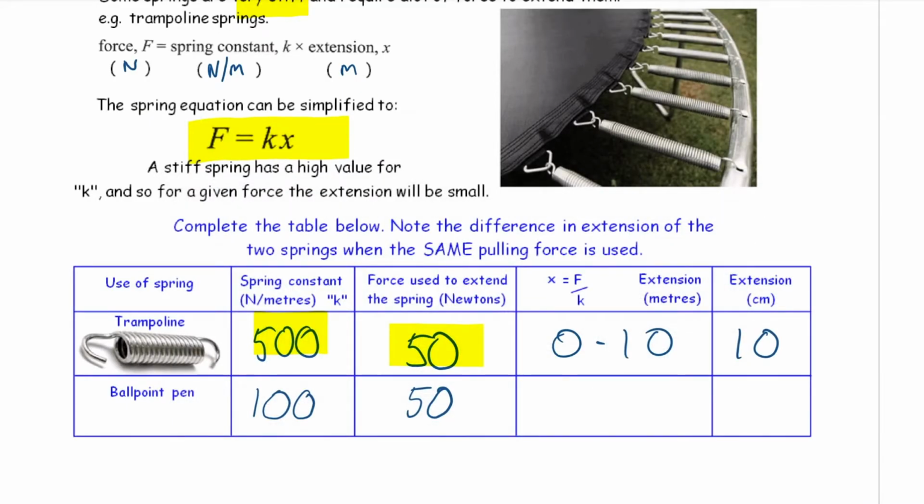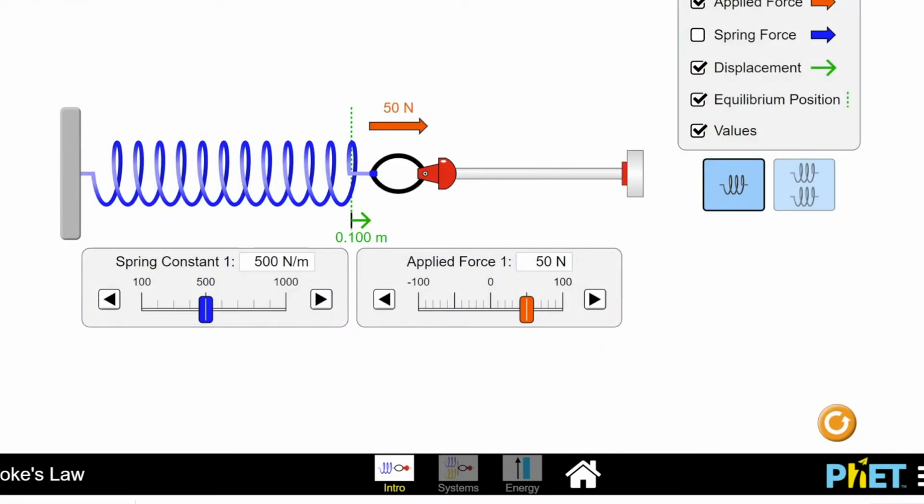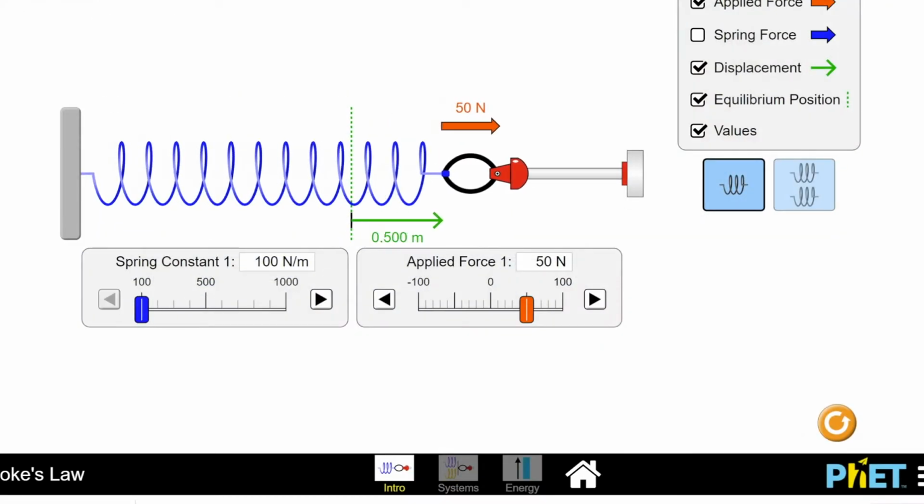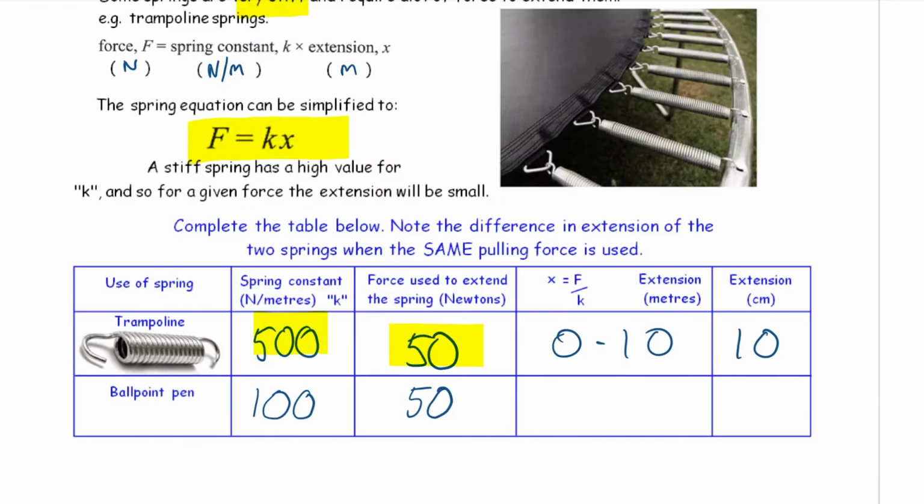Let's change the spring constant to 100. So take this right down to 100. We've kept the force the same, 50 newtons. And now we've got an extension there of 0.50 meters. So that's an extension of 50 centimeters.